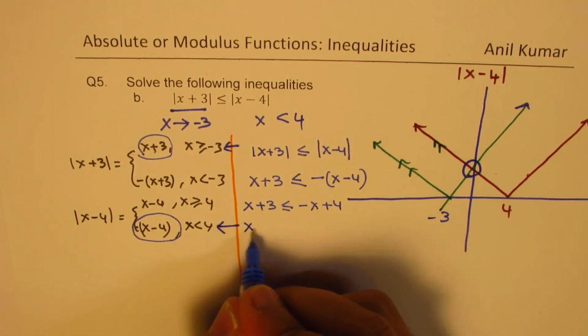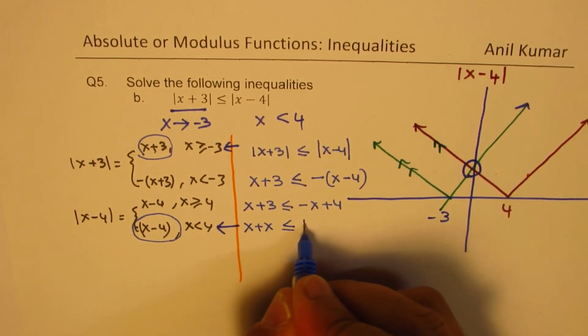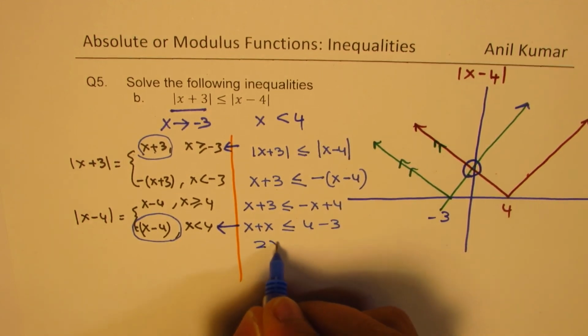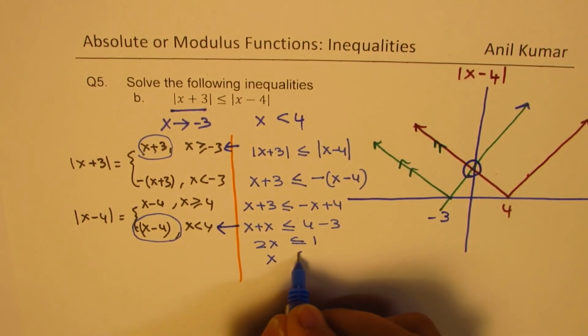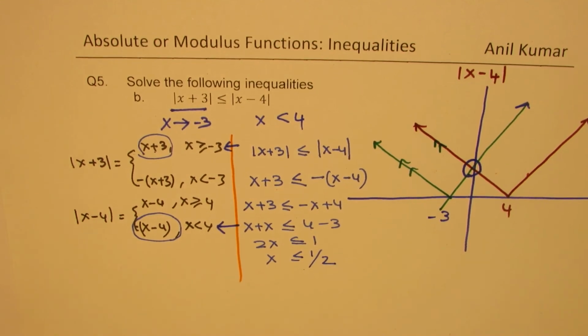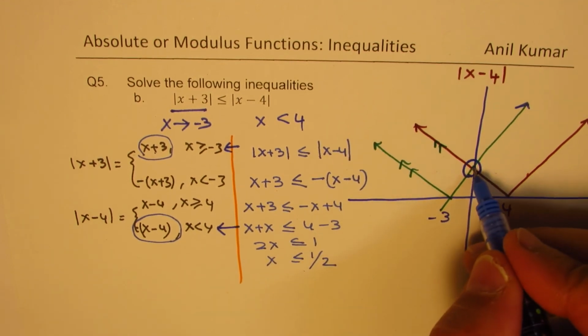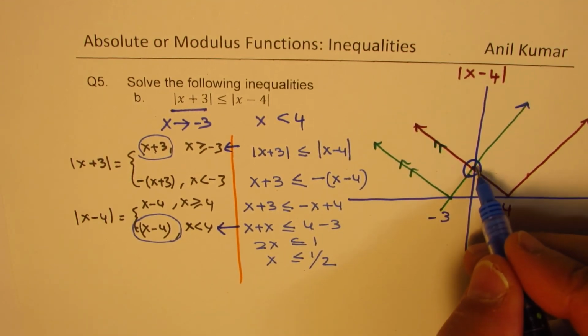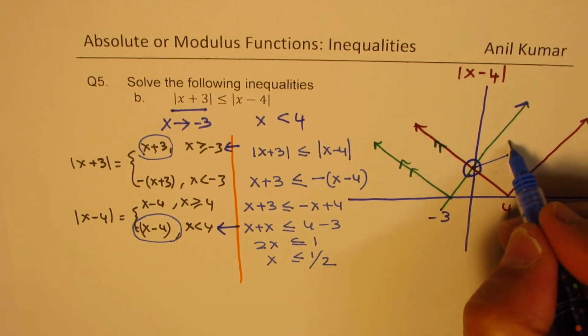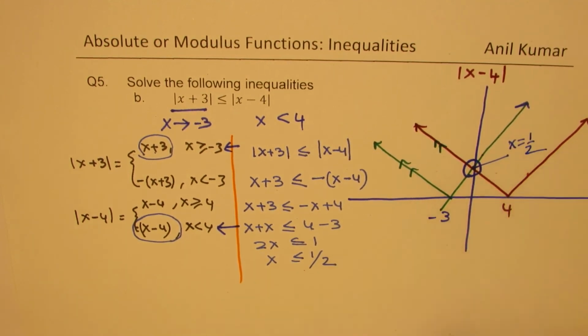Bring it on this side. So x plus x is less than or equal to 4 minus 3. 2x is less than or equal to 1. x is less than or equal to half. Correct? So that becomes the solution. So we got this point which is at half. So this is the right side. So basically this point is at x equals half. Does it make sense to you, right?